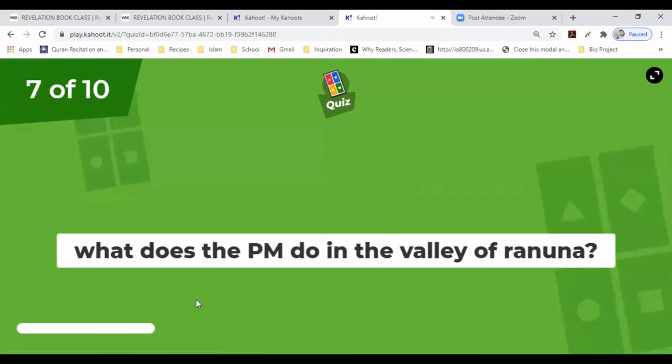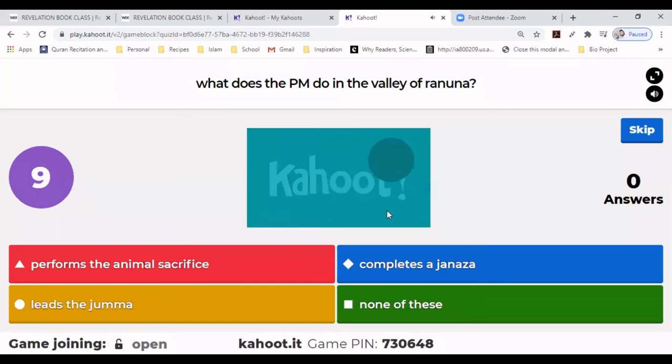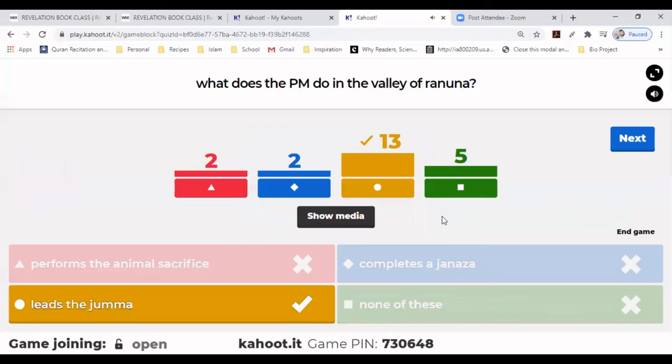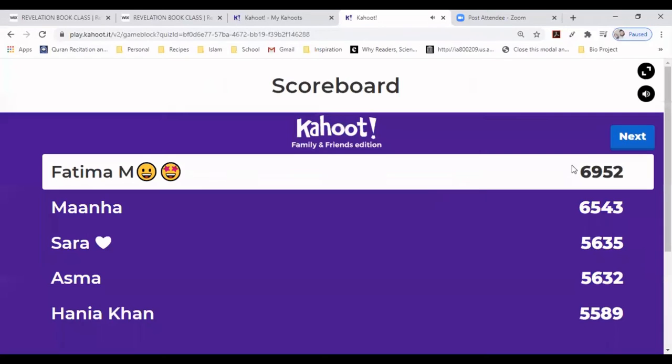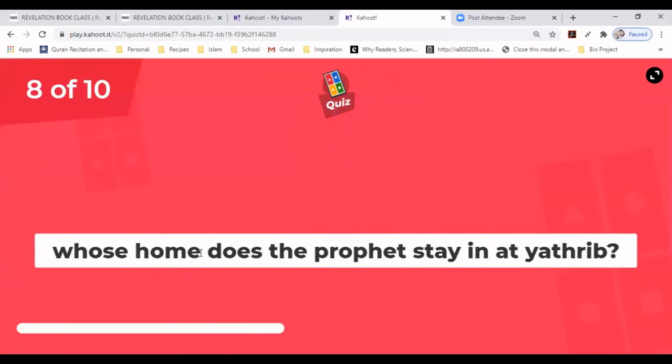Number 7, what does the Prophet Muhammad do in the valley of Ranuna or Rahuna? Does he perform a sacrifice, complete a janazah, lead the Jummah, or none of these? What does the Prophet do in the valley of Ranuna? Yes, he leads the Jummah prayer. Exactly, mashallah.